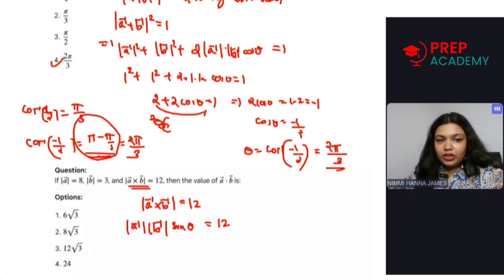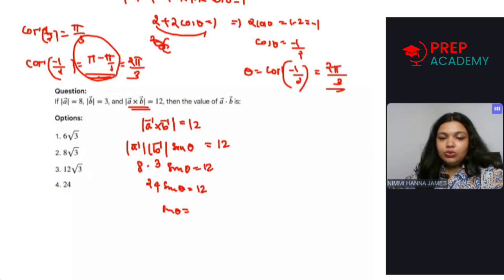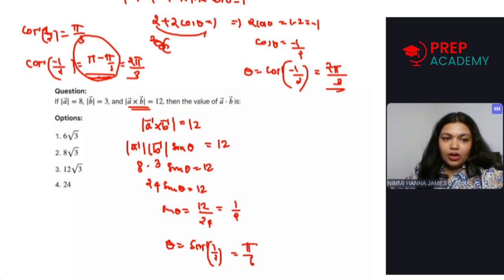So mod A is 8 into mod B is 3, so 8 into 3 sine theta is equal to 12. That is 24 sine theta is equal to 12, so sine theta is equal to 12 by 24, that is 1 by 2. Then theta is equal to sine inverse of 1 by 2. Sine inverse of 1 by 2 is 30 degrees, that is pi by 6. So we got theta as pi by 6.